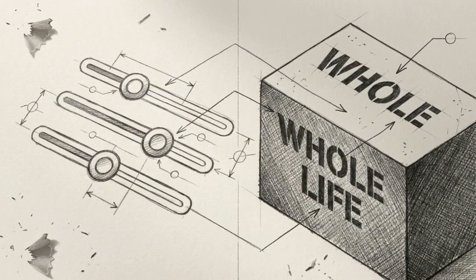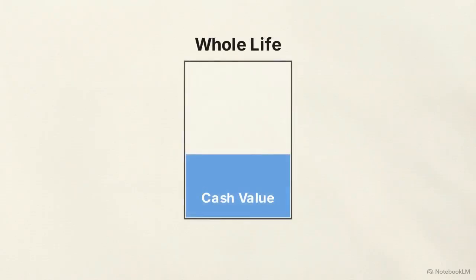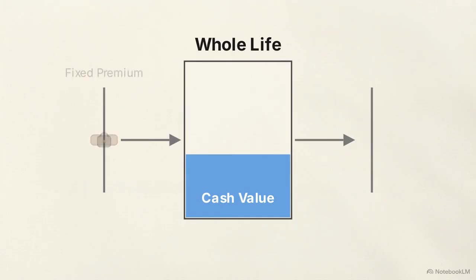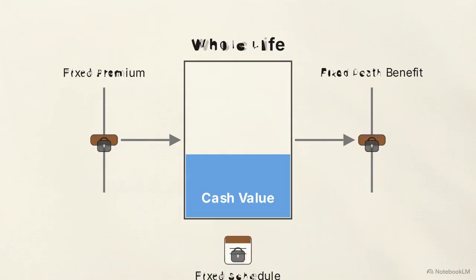To understand flexibility, we first need to look at its opposite, whole life insurance. Whole life is built on a highly rigid, unchangeable foundation. This block represents a whole life policy. It operates under 3 fixed constraints: a fixed premium, a fixed payment schedule, and a fixed death benefit structure. Universal life removes those padlocks.